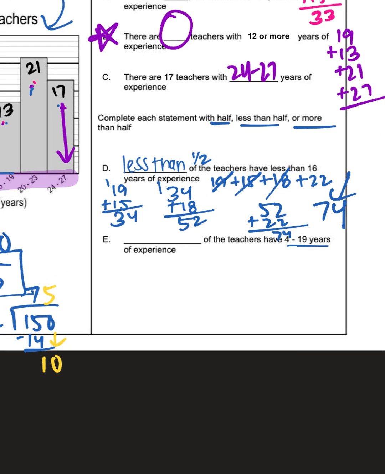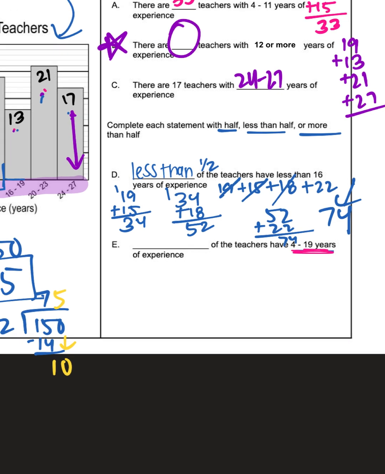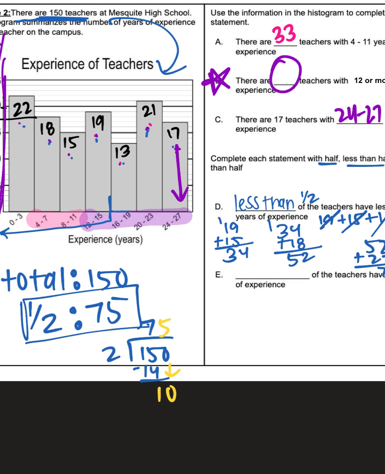Okay. Last one, blank of the teachers have 4 to 19 years of experience. Let me change colors right there. 4 to 19. Let's go find that. Well, here we start with 4 in that bucket, and we have to go to 7, no, to 11, no, to 15, no, even further. We have to go all the way to 19. So we have to add these numbers up. 18 plus 15 plus 19 plus 13.